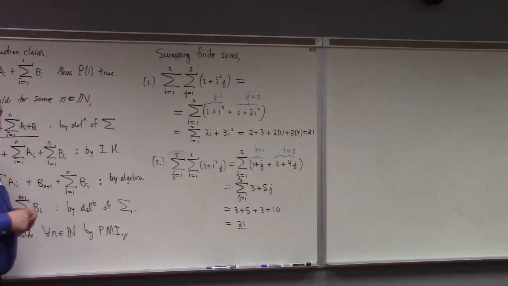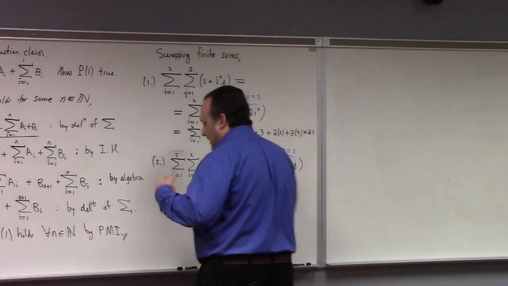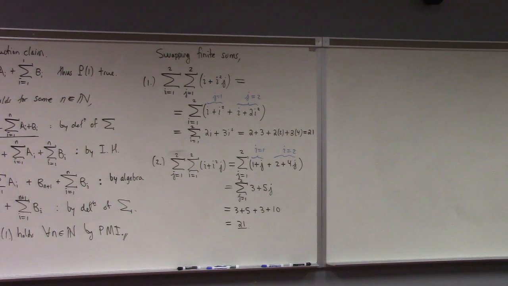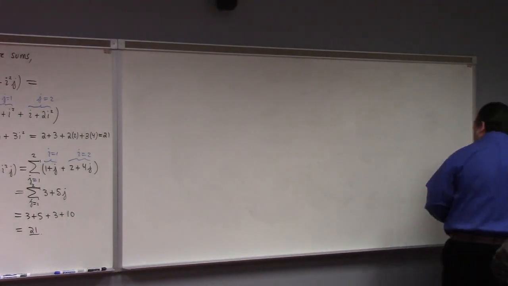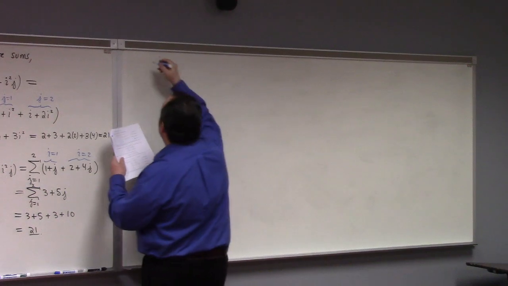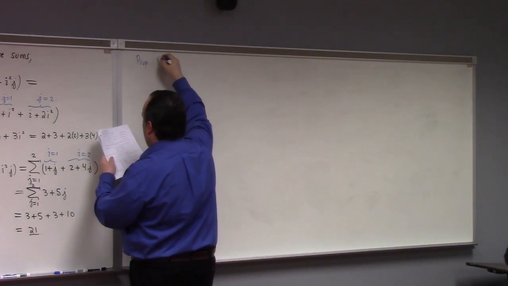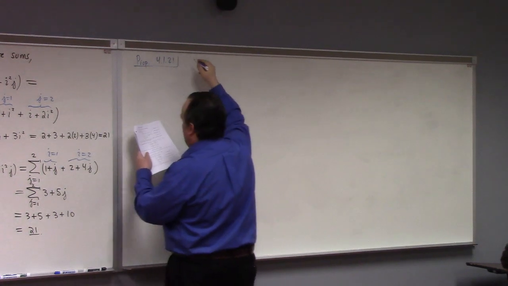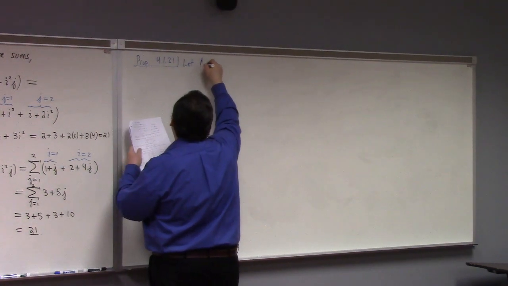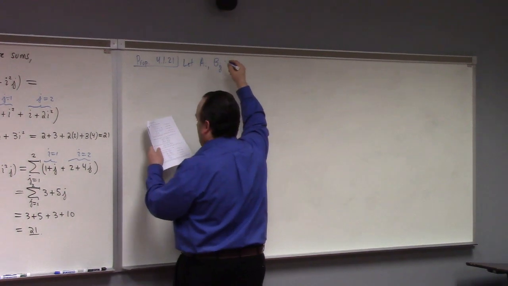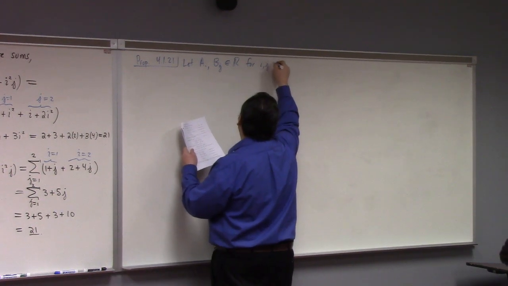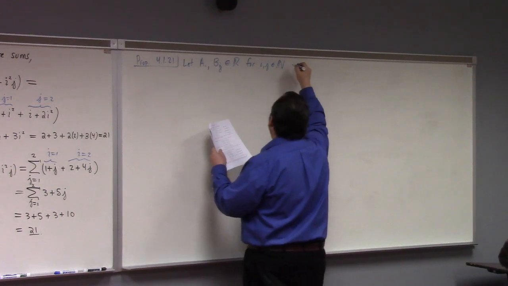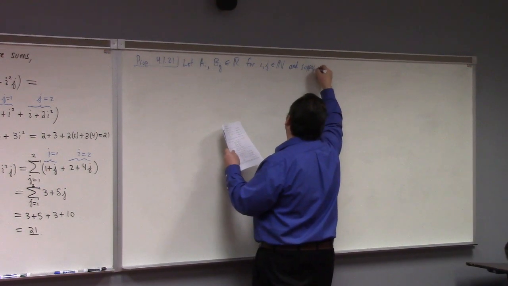This is not an accident. This is a general theorem that if you have two finite sums, you can swap their order. So let me write it out carefully. This is my next proposition, 4.1.21. And it says the following: let a sub i and b sub ij be elements of the reals, for i and j in the positive integers, and suppose c is a real number.